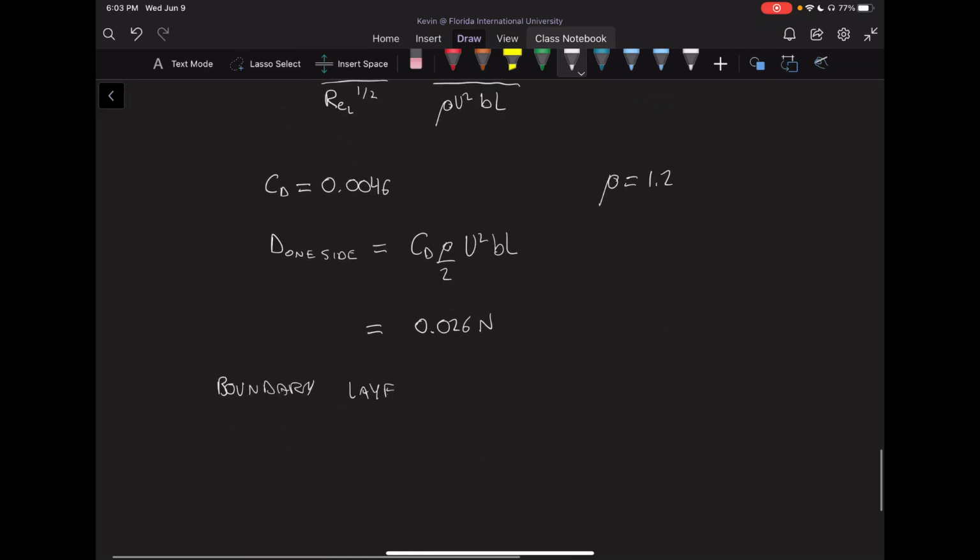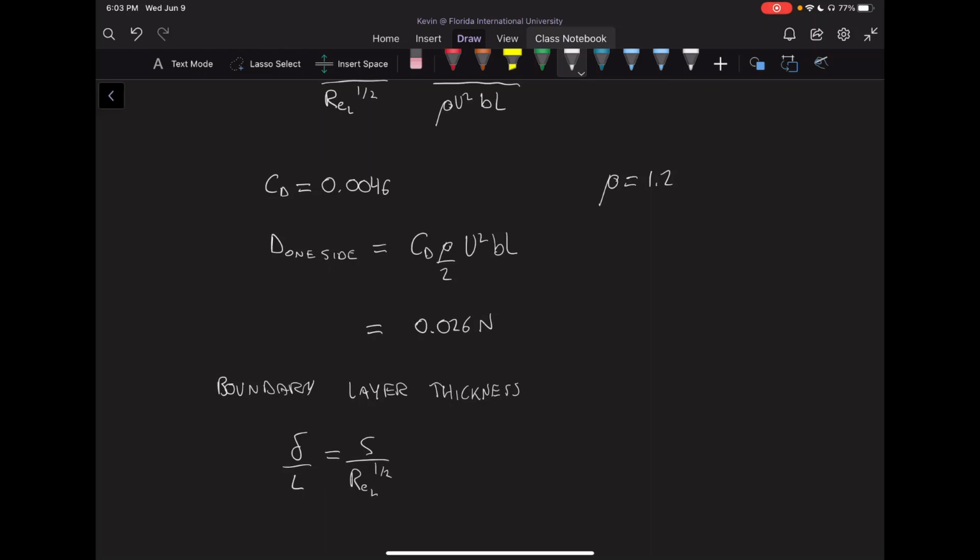Boundary layer thickness. And that's our value for delta. So we can say that delta over L, because that's our distance for x now, is equal to 5 over Reynolds L to the 1/2.